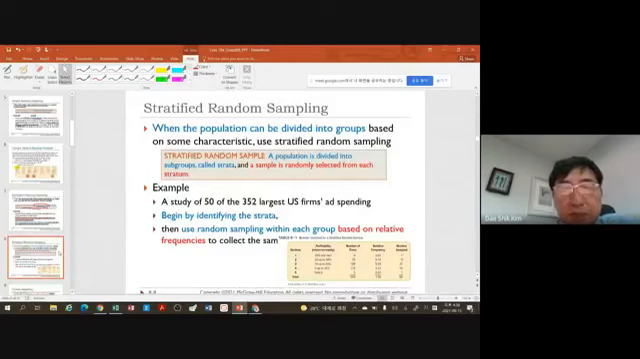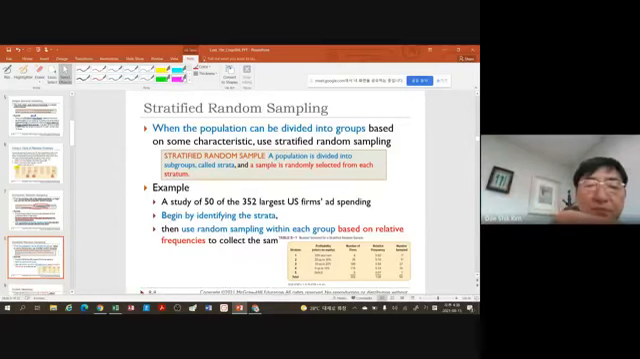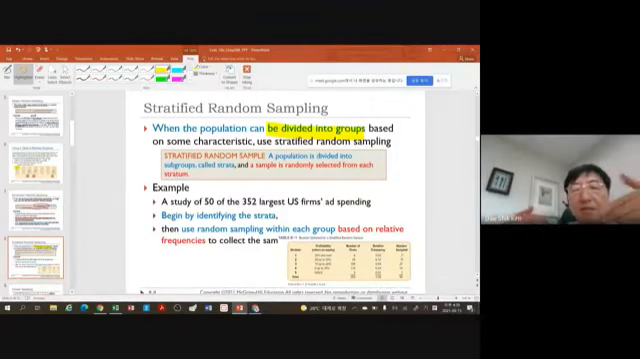Stratified random sampling. The population can be divided into groups. You need to divide into groups first, based on some characteristic. Stratified means group-wise, so we have layers. A population is divided into subgroups. A subgroup is called a stratum, and strata is the plural. A sample is randomly selected from each stratum.